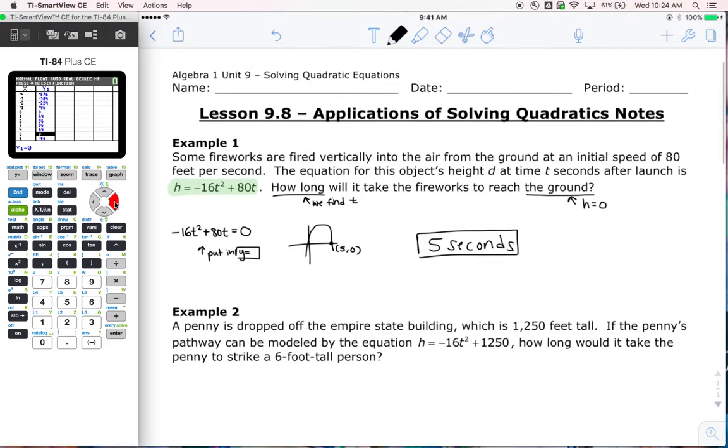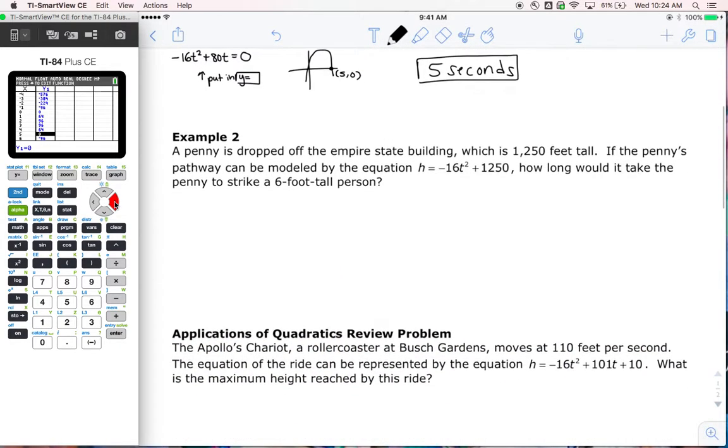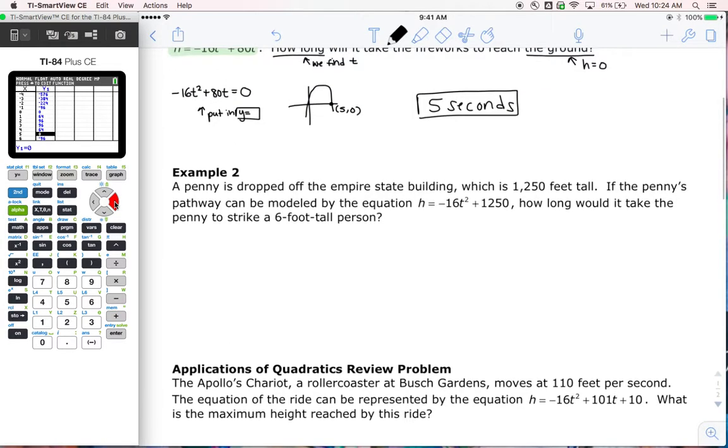Let's look at example 2. Here we go. A penny is dropped off the Empire State Building, which is 1,250 feet tall. If the penny's pathway can be modeled by the equation, and yay, they give us an equation again. Okay, how long? Again, that means we find the time, find t, it would take for the penny to strike a 6-foot tall person.